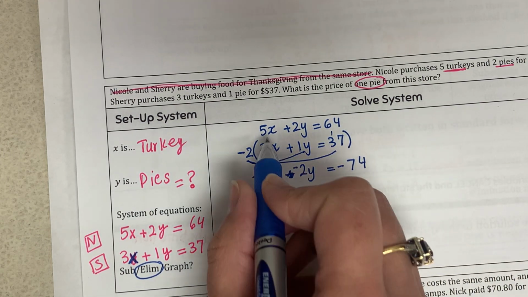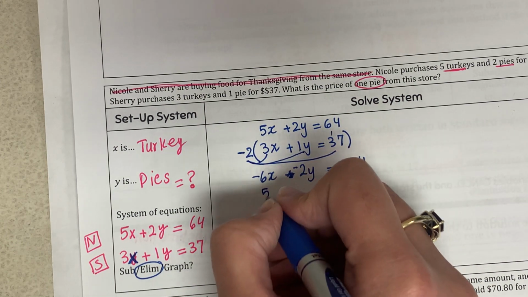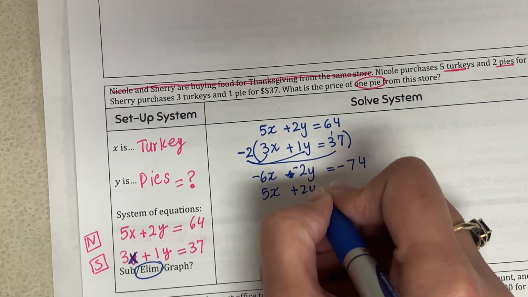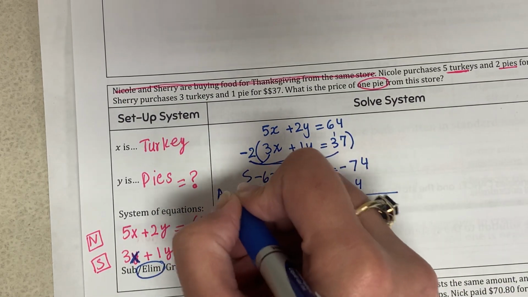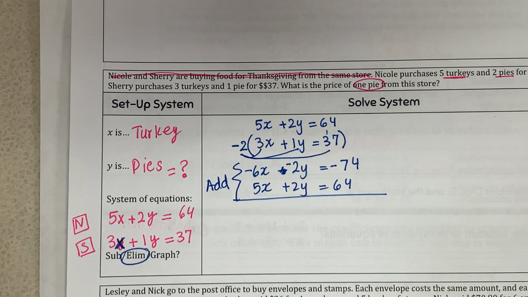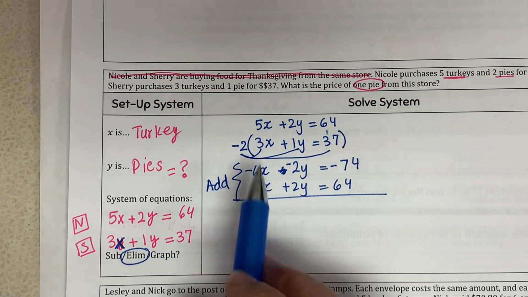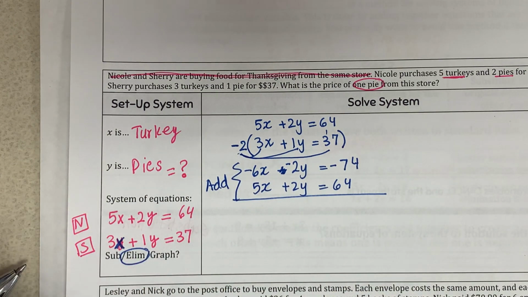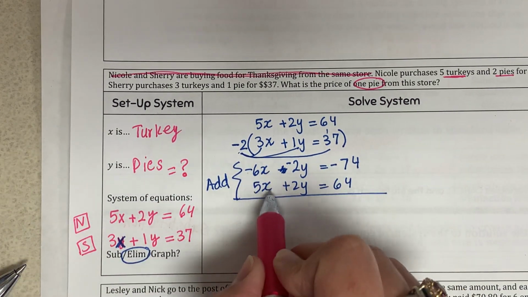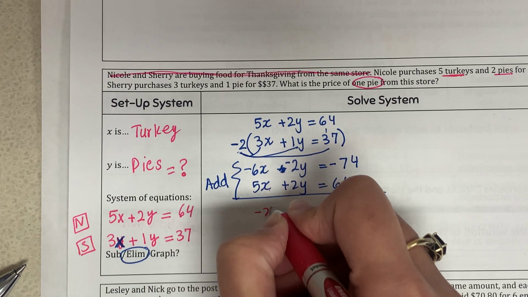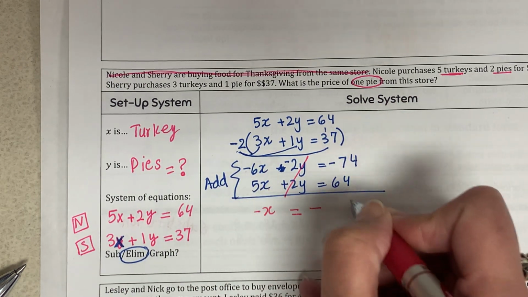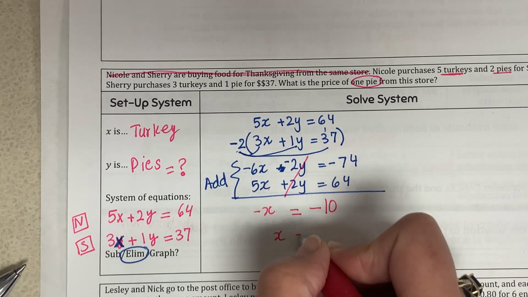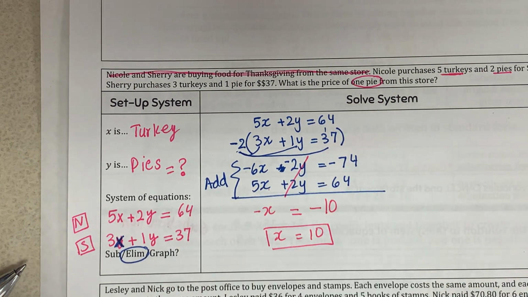Then I'm going to copy the first equation down here since I used my space. Draw the line. I'm going to add these two up. That's why I use elimination, because I have very few steps over here. All I had to do was multiply by -2. -6x plus 5x is -x. 2y cancels out 2y. And this is -10. So x is +10. There you go. I have the x value.